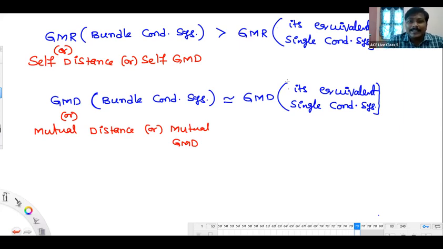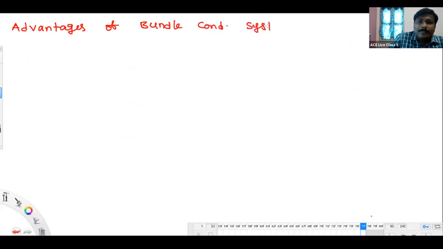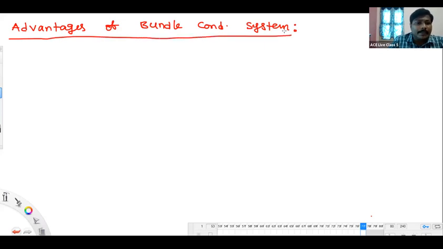Okay, see, on the basis of this slide, we are going to write quickly the advantages of using bundle conductor system compared to the three-phase single conductor system. Okay, can you observe now? First advantage.